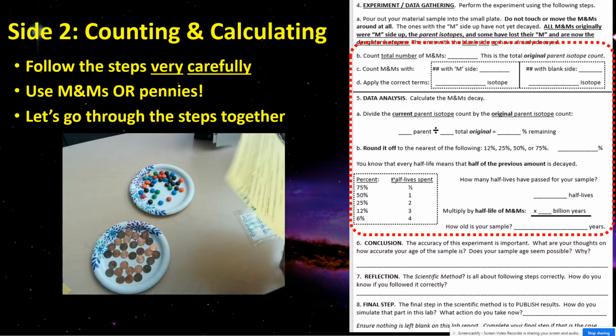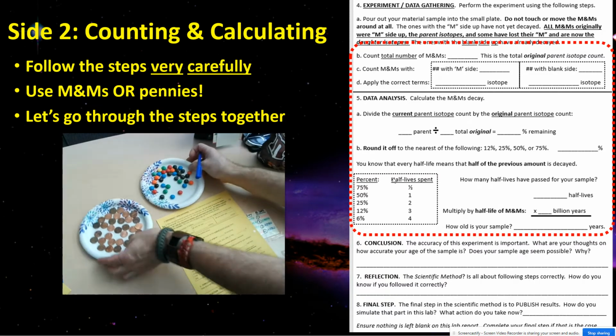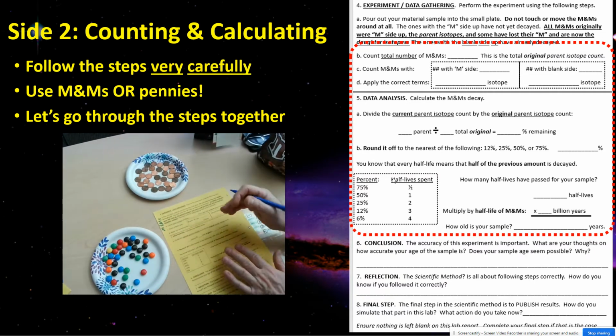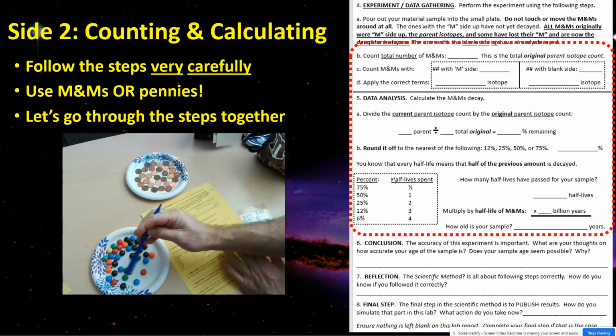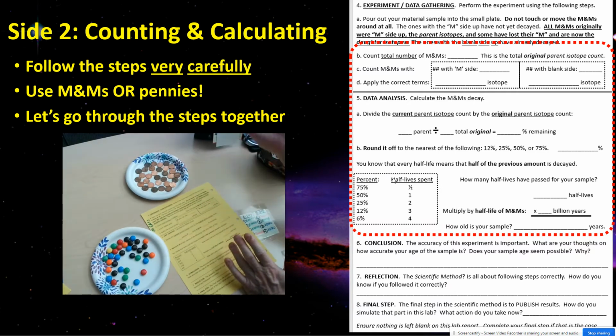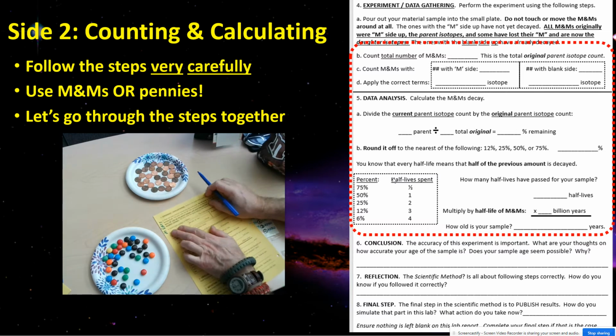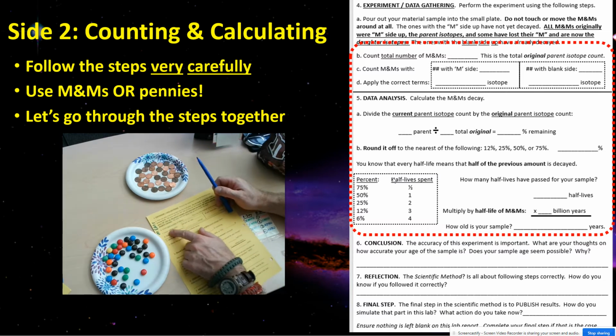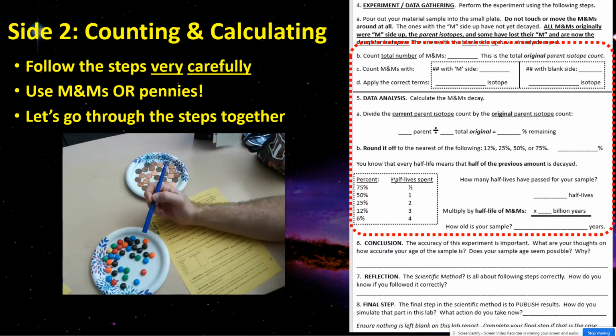for those who are using M&Ms. If you happen to be using M&Ms or Skittles or any other kind of candy that has a little mark on it, right? You can use Skittles. It's perfectly good. All right, let's do the pennies really quick. Or M&Ms. Count the total number of M&Ms. Oh, I've got a lot on this plate.